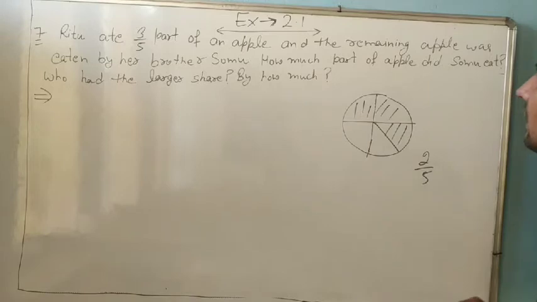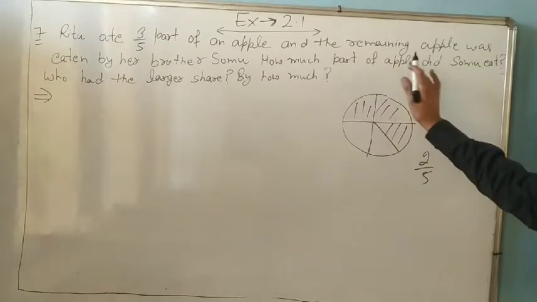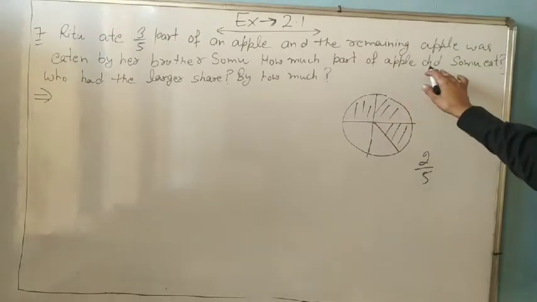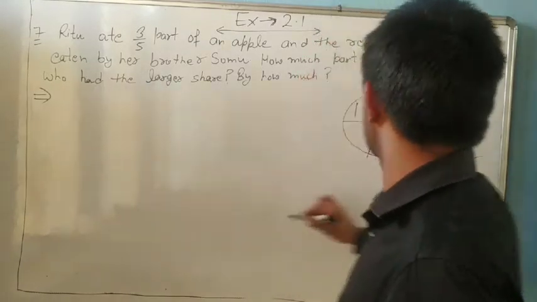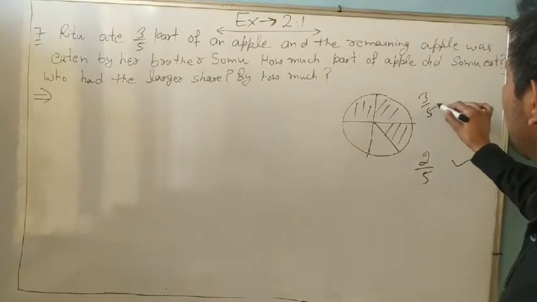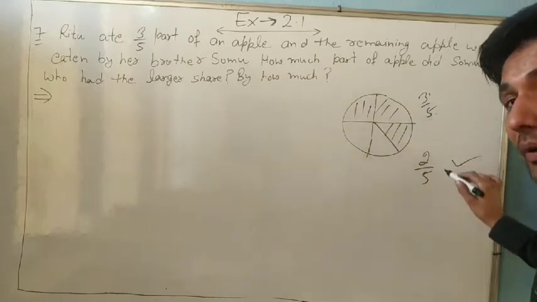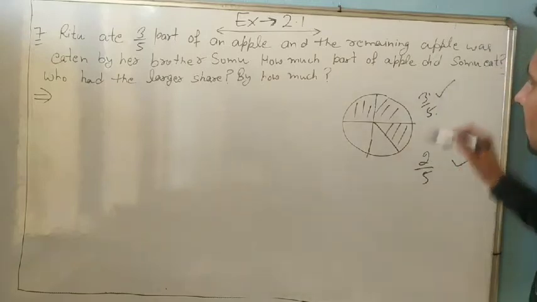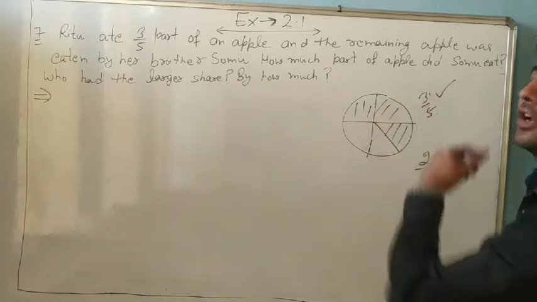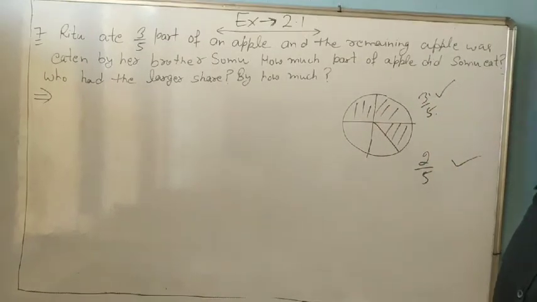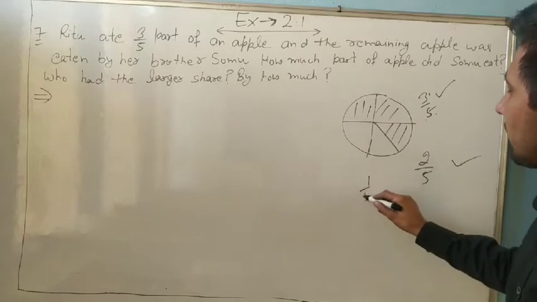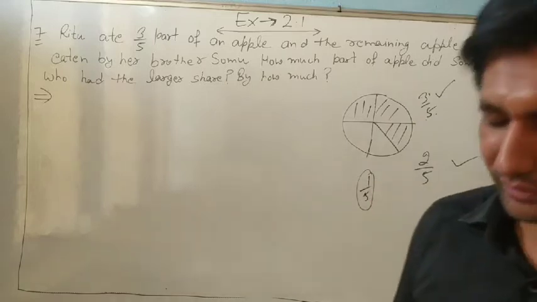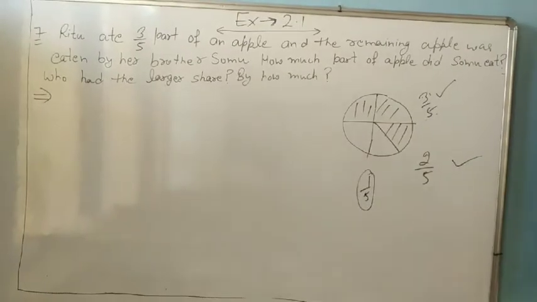It is very simple. Next, how much part of the apple did Somu eat? 2 upon 5. Second question: who had the larger share? It is 3 upon 5 and 2 upon 5. The denominator is the same, so which one is greater? You can see by the figure also: Ritu ate more. How much more? 3 upon 5 minus 2 upon 5 is 1 upon 5. But we cannot write it directly, so what will we do?